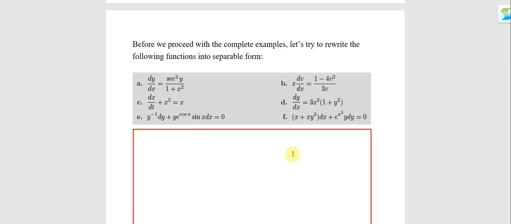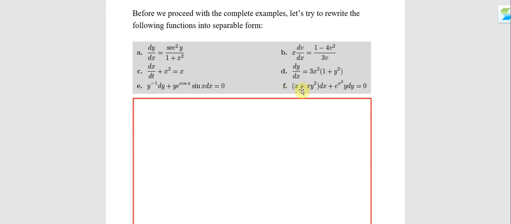Before we proceed, let's try to separate all of these equations, but for sure I won't do all. I'll just show you one or two questions, then the rest you can try. So let's do question A. You have dy over dx equals secant square over 1 plus x square.